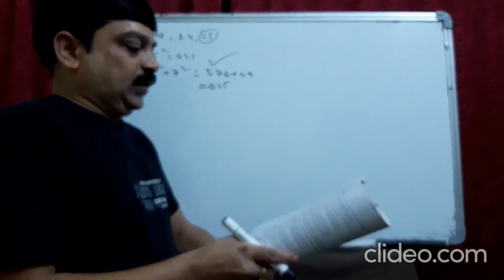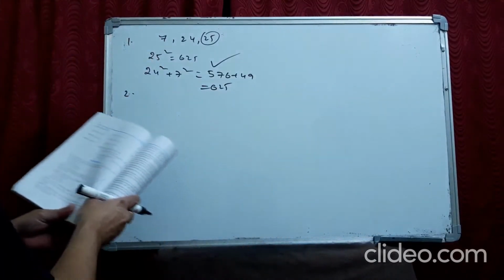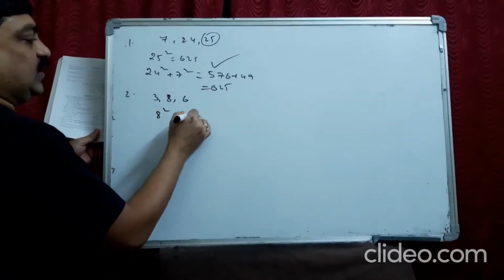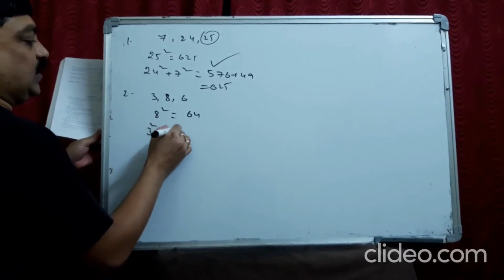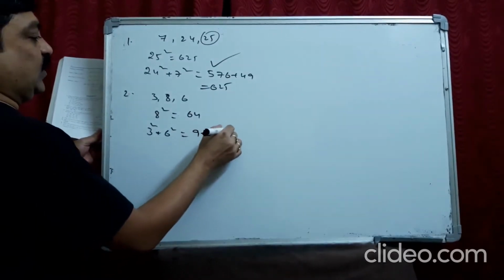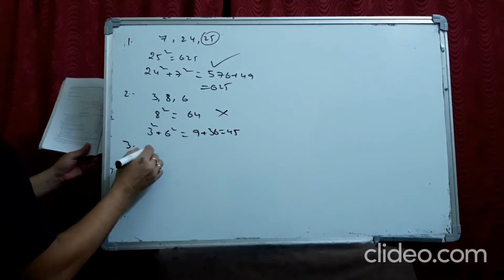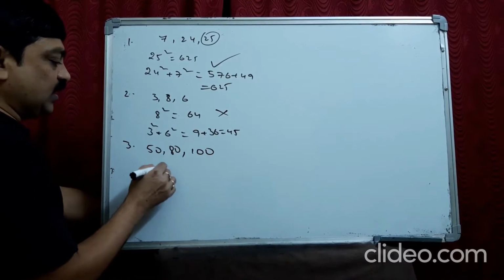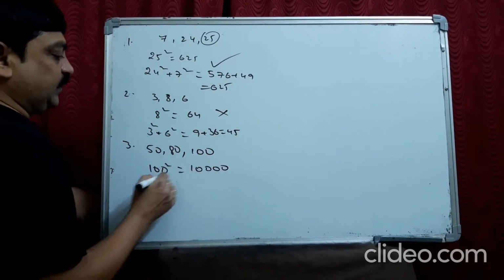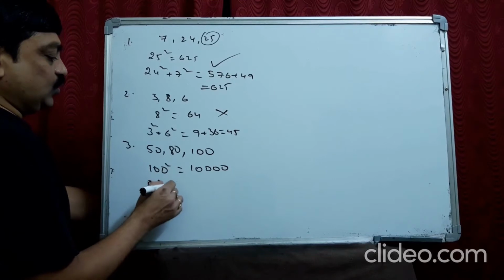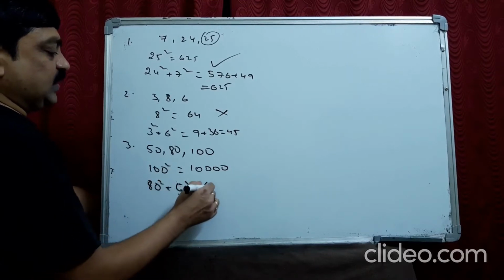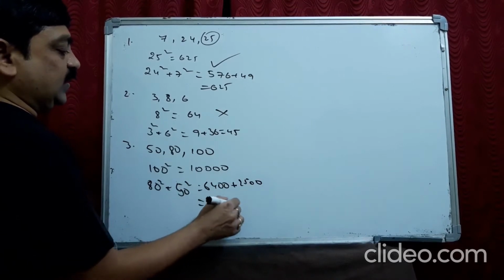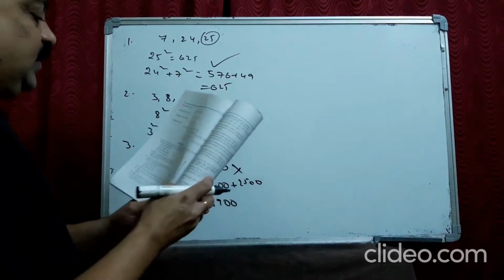Now the next one, 3, 8, 6. Here the bigger is 8, square is 64. Now take the squares of the other two smaller ones: 9 plus 36, 45. So they are not satisfied. Third one: 50, 80, 100. Now take the bigger square, 100 square, it is 10,000. Now take the squares of the smaller two: 6,400 plus 2,500, it is 8,900, which is not equal. So this is not forming a triplet.